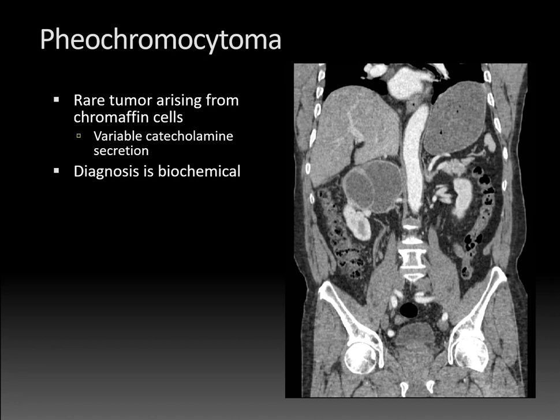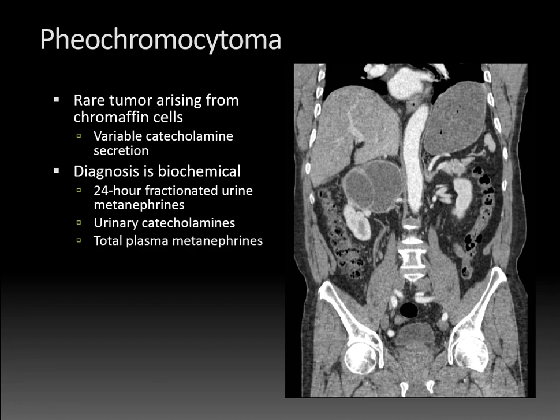And the diagnosis is made through biochemical evaluation, and there are different ways to do that that are not really agreed upon. A 24-hour fractionated urine metanephrin evaluation could be obtained. You could evaluate for urinary catecholamines. Total plasma metanephrins can be measured, and plasma concentration of free metanephrins can also be evaluated. So any combination of these biochemical assays can be performed.